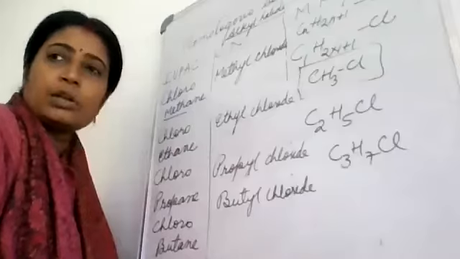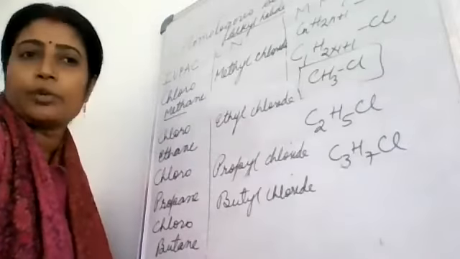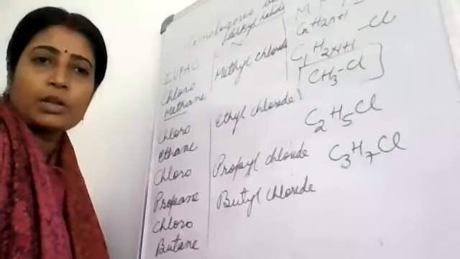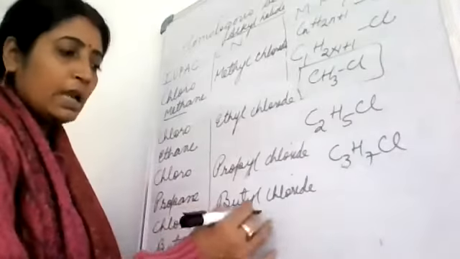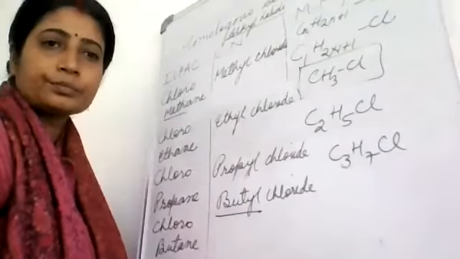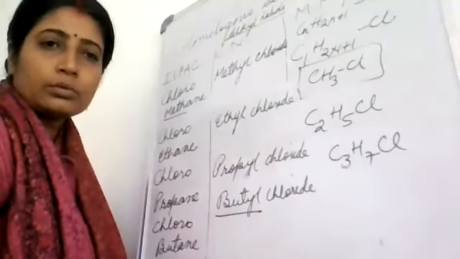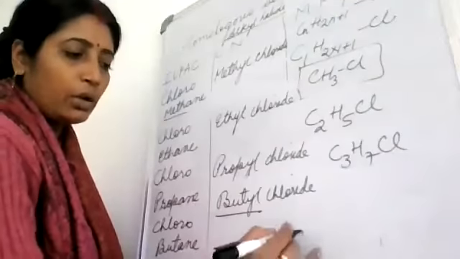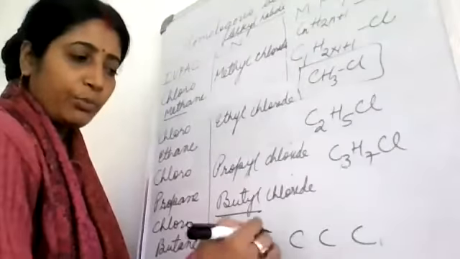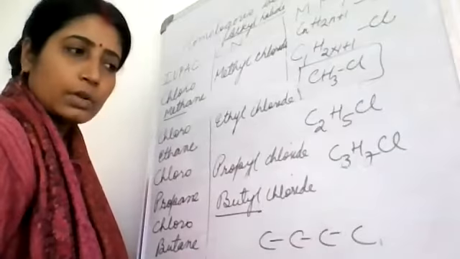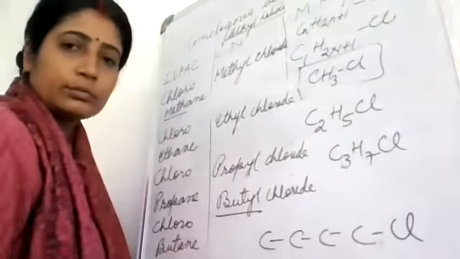Now one thing we will do. Suppose you forget the general formula. You are not knowing the general formula. If the general formula is not known to you, then what will you do? In that condition, butyl is indicating what? 4 carbon atoms. Write 4 carbons. Then put single bonds. At the end, you will put chlorine.